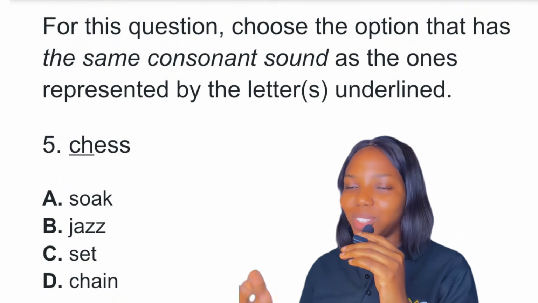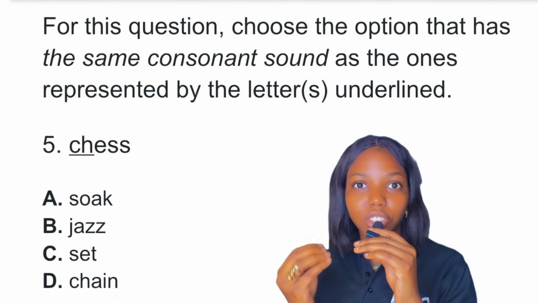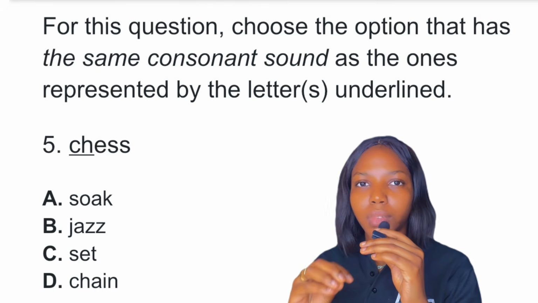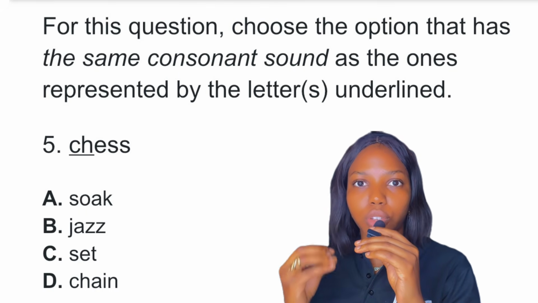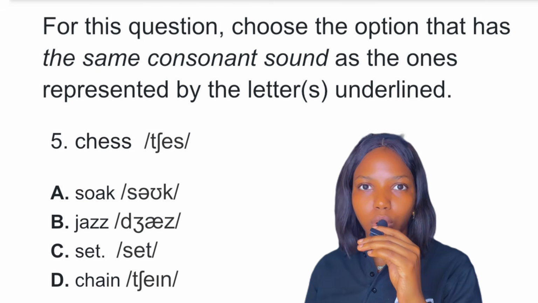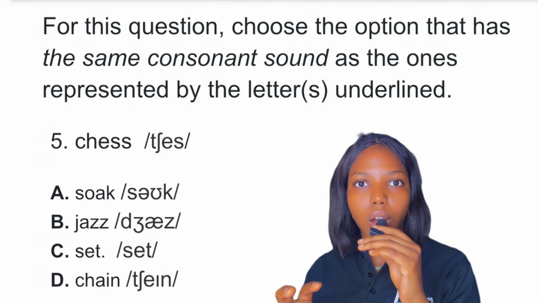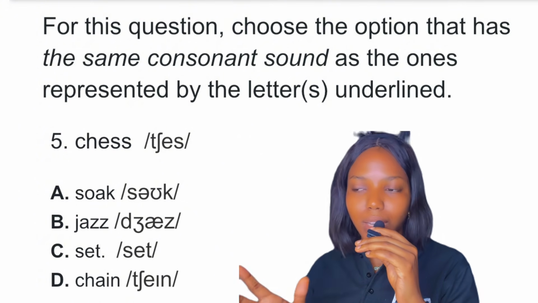Now take a look at this question. This is a 2025 JAMB pass question. The word is chess. CH is underlined, and this is ch. So we are looking for ch. So option A, we have soak. The two consonant sounds in soak are s and k. So this is not our answer.